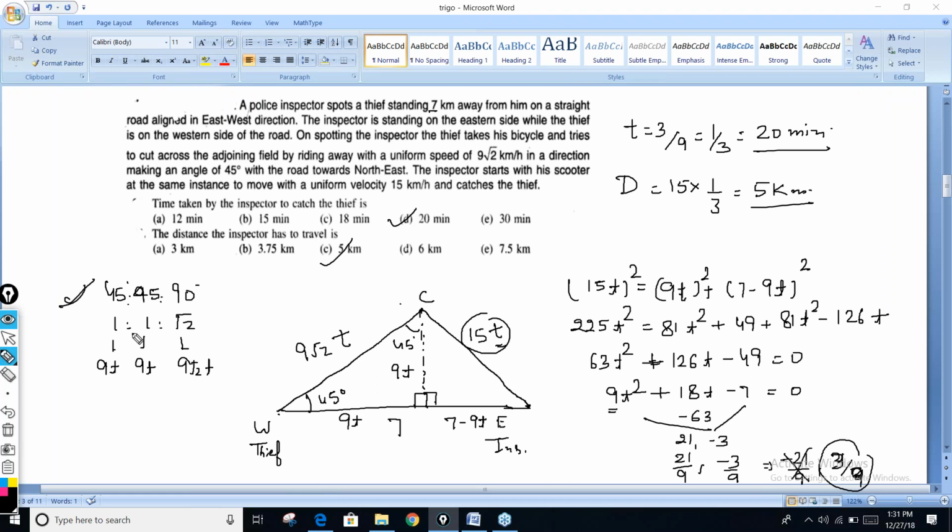So 45, 45, 90, the ratio is 1 is to 1 is to root 2. So that is 90. So the remaining side will be 7 minus 90, and then I apply the Pythagoras. Done. Come to the next one.